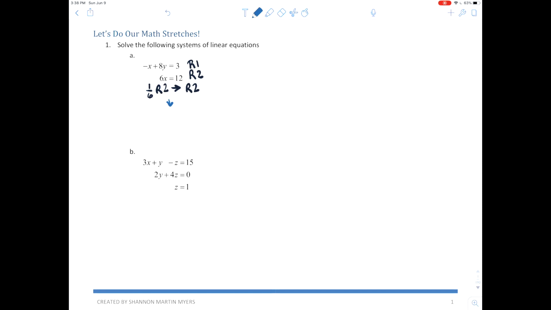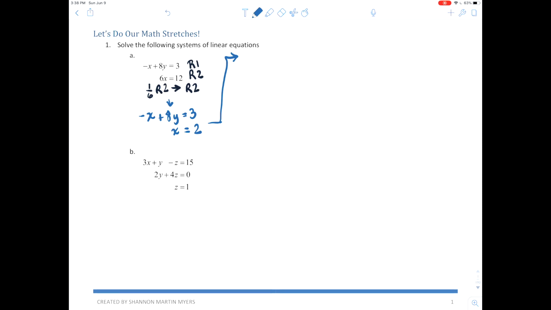So our new system is going to look like this. The first equation stays exactly the same. And the second equation becomes what? Beautiful. X is equal to 2. Good so far? All right. So now the system looks the same, but you have a new row 2. So coming back up here, let's see what we're going to do next.